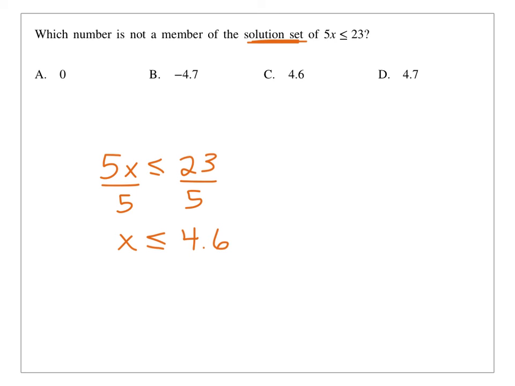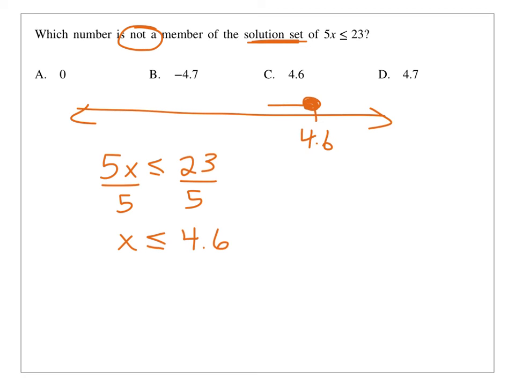So let me look at these numbers here. Which one is not a member of the solution set? Well, on my number line, let's say this is 4.6. I would have a closed circle, arrow to the left. 0 is part of the solution set. 0 would be down here somewhere. -4.7 would be way down there. That's part of the solution set. 4.6, because that's a closed circle, is part of the solution set. So the one that's not a part of the solution set would be 4.7. We have to just read these a little bit carefully, especially these multiple choice questions.